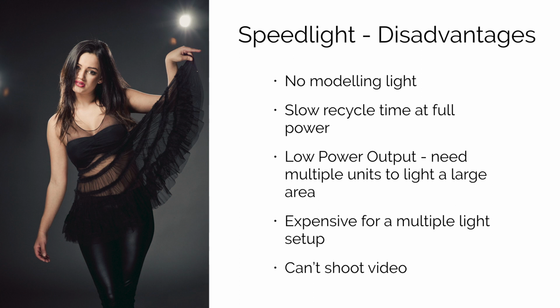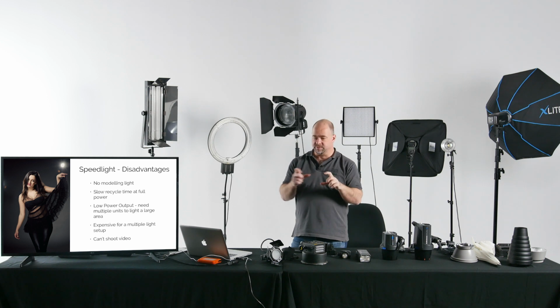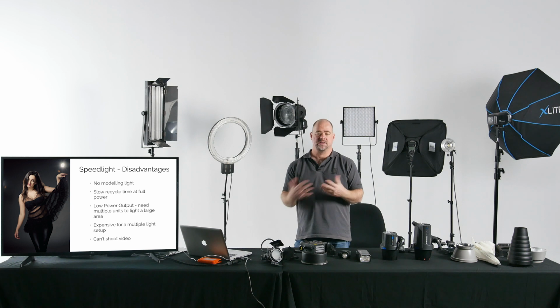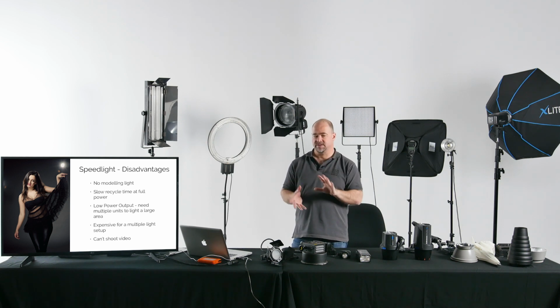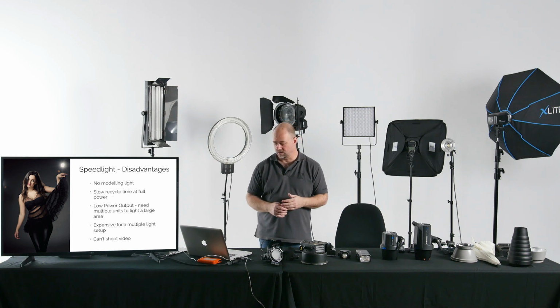But there are some disadvantages. There's no modeling light in a speed light. So there's no constant light that you can use to view where the highlights and shadows are falling on your subject. So you pretty much got to set it up, do some test shots and have a look and make sure it's positioned in the right spot. Obviously, the more you do it, the more you'll understand where the light's going to fall and the quicker you can set up and get it working. But initially, that can slow things down quite a lot.